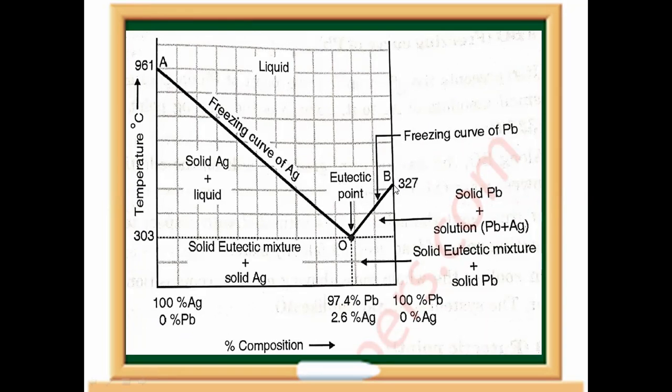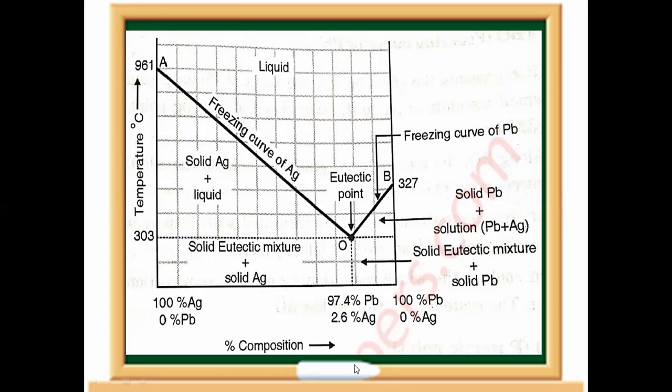Similarly, in the beginning, along the curve BO, when we had started, there was only lead present, which is 100% lead and 0% silver. But when the experiment started and the temperature started dropping, both the curves came and got halted over here at point O, where we have the solid eutectic mixture, that is lead silver solution and lead silver solid metals. This is happening below 303 degrees Celsius.